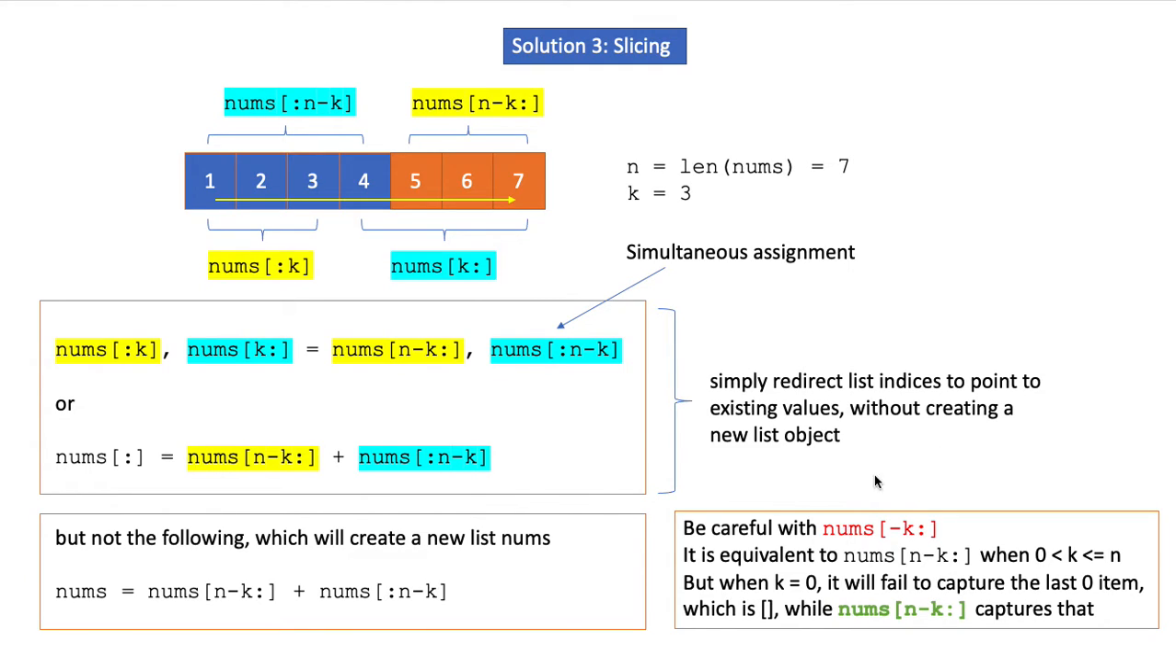One caveat is to be very careful with this expression nums[-k:]. It is equivalent to nums[n-k:] when k is larger than 0, but when k is 0, it will fail to work. Another thing to emphasize is that these two expressions here simply redirect these indices to point to existing values without creating a new list object. In contrast, this expression here, the list assignment, will involve creating a new list nums array object.